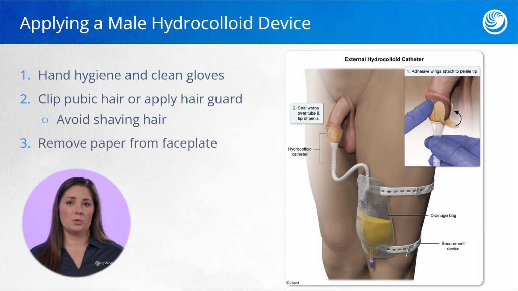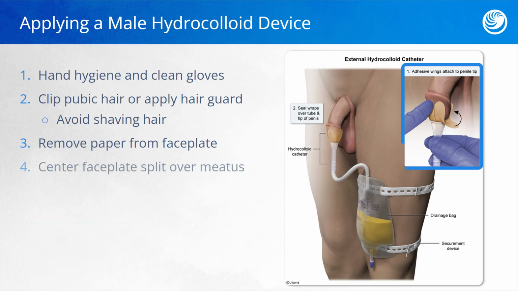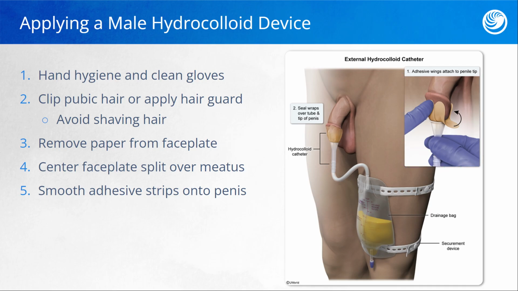The nurse will then remove the paper film from the faceplate. And as you can see in the image to the right, the nurse will then place the faceplate over the midline of the meatus. The nurse will then smooth the adhesive strips over the penis, again, as you can see in the image to the right. The nurse does need to ensure that the adhesive strips do not have any wrinkles or folds, as these can trap moisture as well as pathogens, which increase risk of skin breakdown and infection.